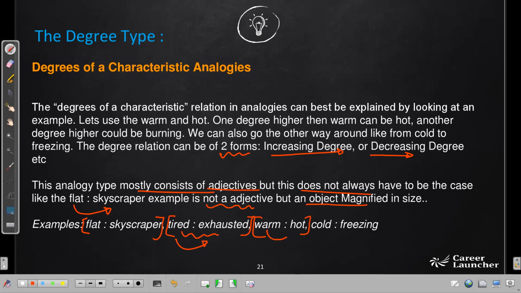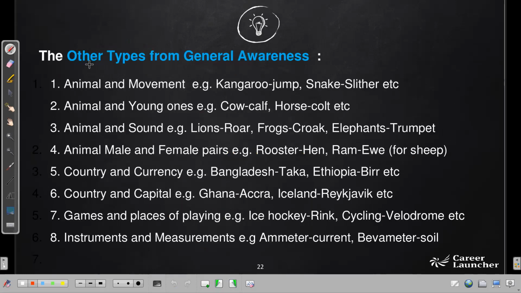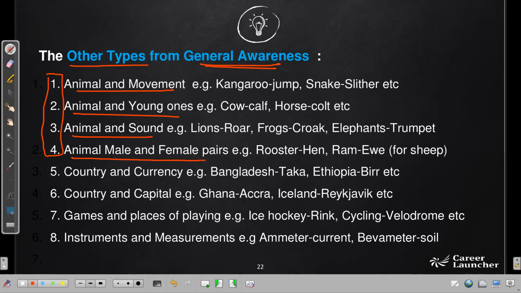Warm and hot, cold and freezing. I hope you're understanding. It's a very straightforward degree, and therefore I'm not elaborating on it. However, other types from general awareness can be picked up, so this is the animal category that you need to keep in mind. Animal and movement, animal and young ones, animals and sound, and animals, their male and female pairs.